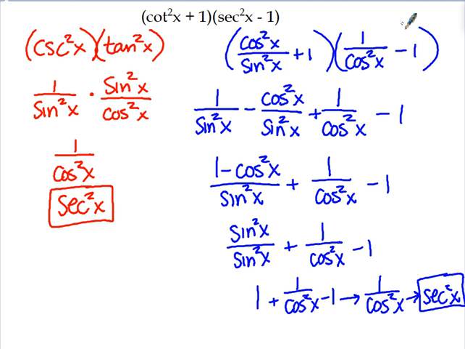Now I can see I already have a common denominator here, so I combine those together. And then this is a manipulation of the Pythagorean identity. That equals 1. 1 minus 1 is 0, so we're just left with 1 over cosine squared, and that gives us secant squared anyway.